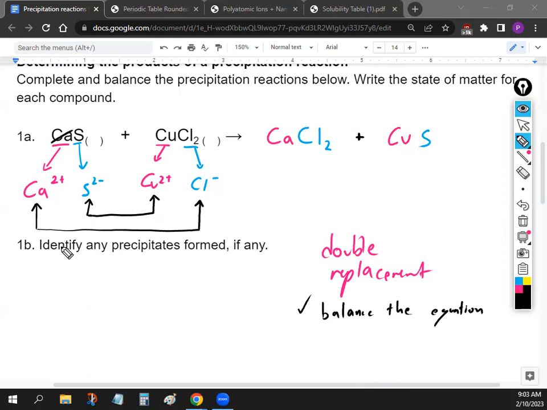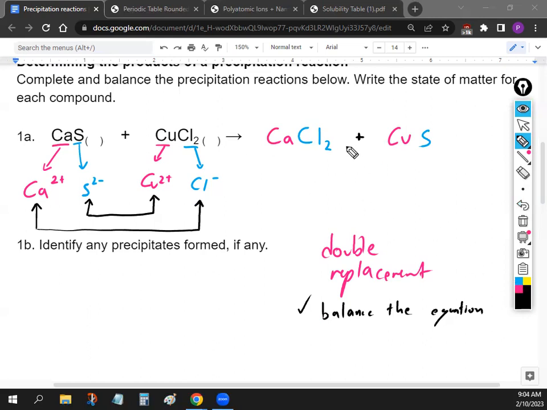So there's 1 Ca here. There's 1 Ca here, so we're good to go. There's 1 S here. There's 1 S here, so we're good to go there. There's 1 Cu here. There's 1 Cu here, so we're good to go. And 2 Cls, 2 Cls. So we're balanced out. So this one's nice because it's balanced right as soon as we finish. But you will see some problems where you will have to add numbers like in the front in order to balance it out. Okay, but we'll go through that in the next example.